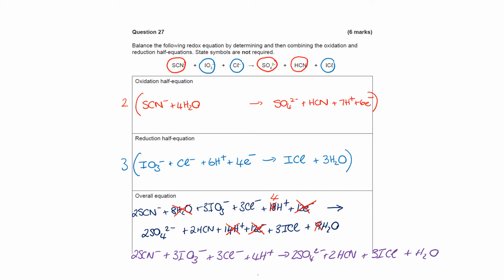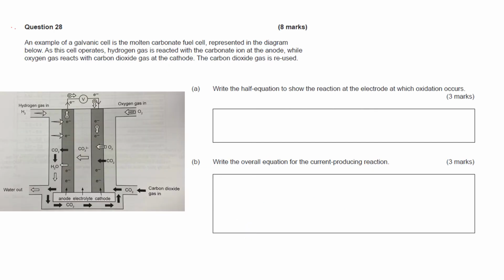There you go, 6 marks. You shouldn't be too scared of these ones. You should just work through them in a system and see how you go. Here's the 2018 version of this sort of question.